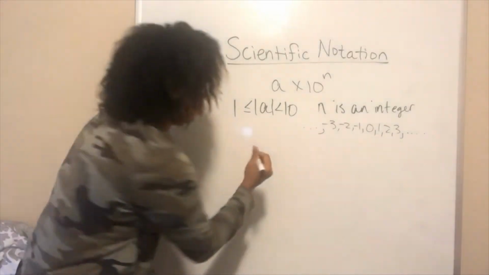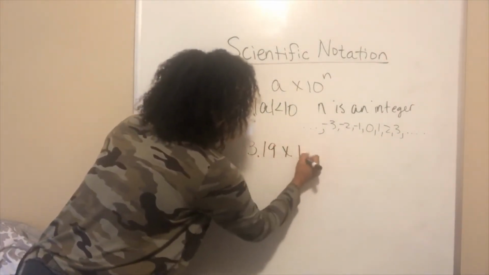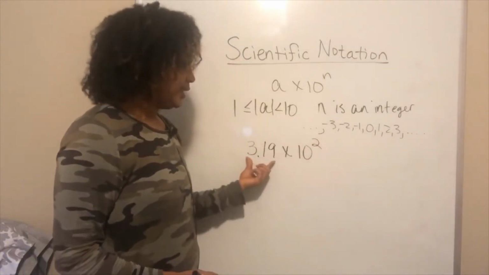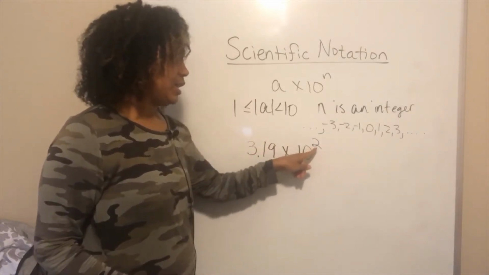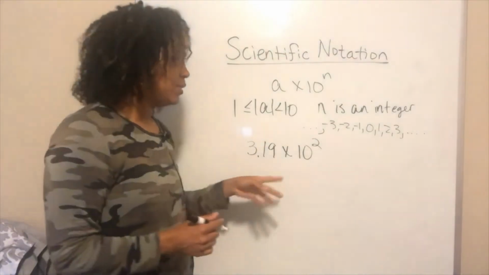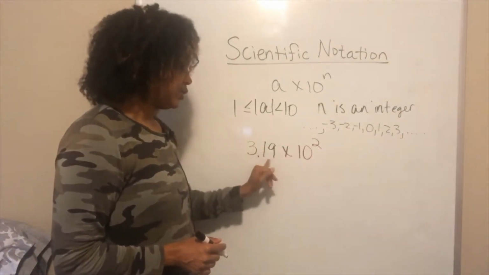For example, here is a number expressed in scientific notation. This is 3.19 times 10 to the second. This number is between 1 and 10, and this exponent is an integer. So this is scientific notation. Now, what does this mean? This number tells me how many times I move the decimal place.